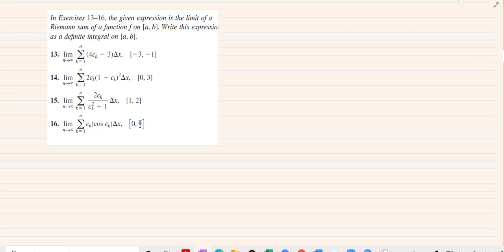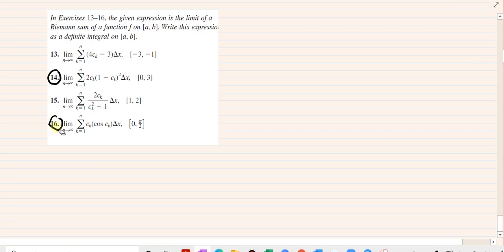Okay. This segment, these are actually pretty easy. Okay, let's do a couple of these. These are going to go pretty fast to make up for the previous example that took so long. So in this segment, the given expression is the limit of a Riemann sum. Remember, the sigma is what's called the Riemann sum. So this is a limit of a Riemann sum for the function on a closed interval from a to b. Write this expression as a definite integral on the closed interval from a to b.